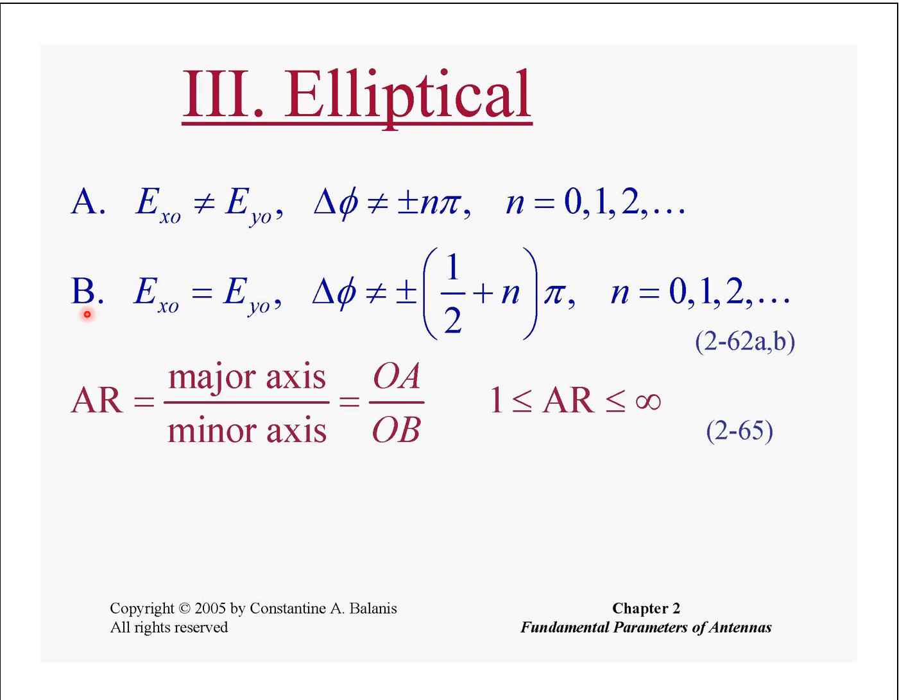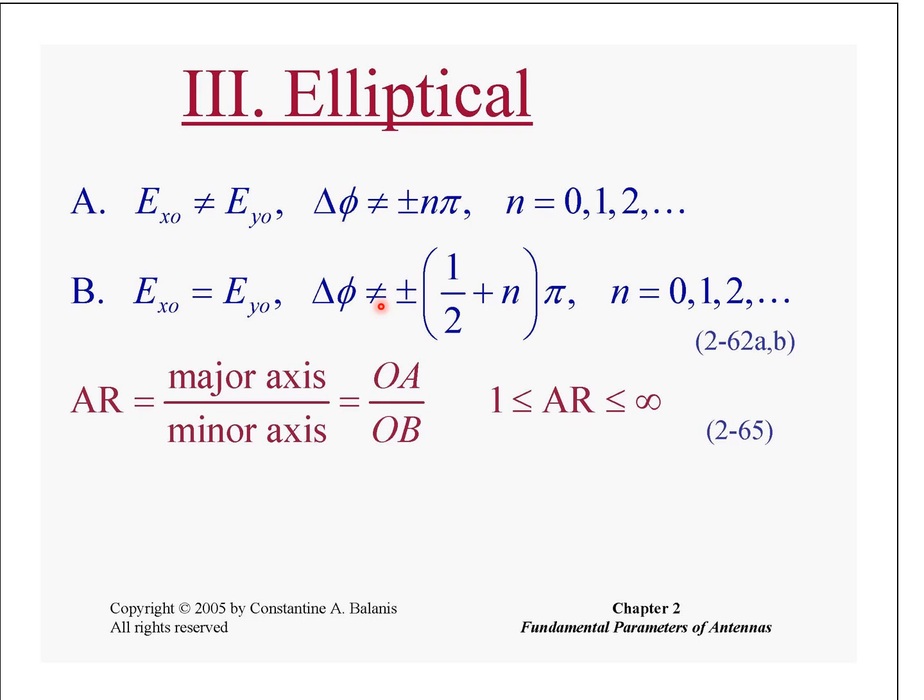Second condition, B. If, for example, the x and y components are equal, which was one of the conditions for circular polarization, however, the second condition will be false, which was valid for circular polarization. So the angle difference in that case should not be equal to plus or minus 90 degrees or its multiple if the x and y components become equal. So in that case, in condition B, the wave will be elliptically polarized.